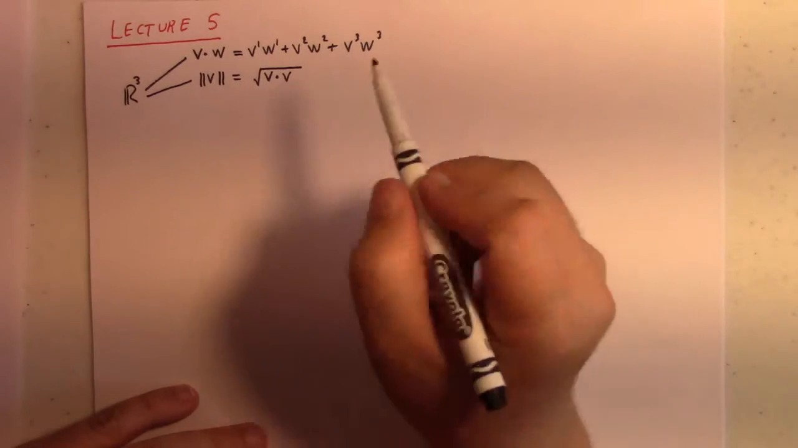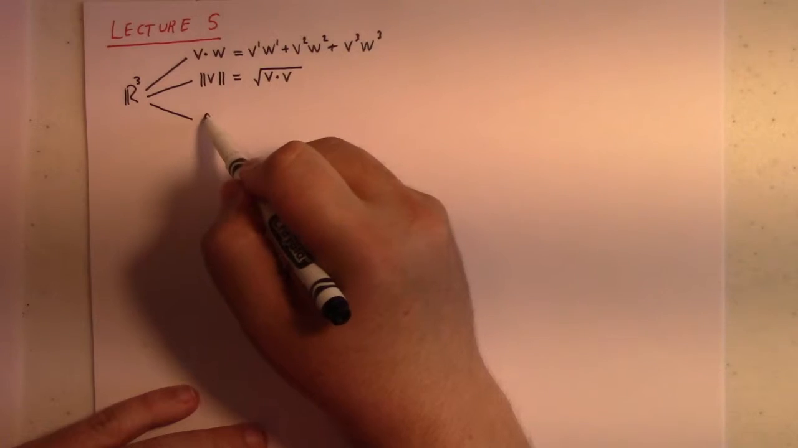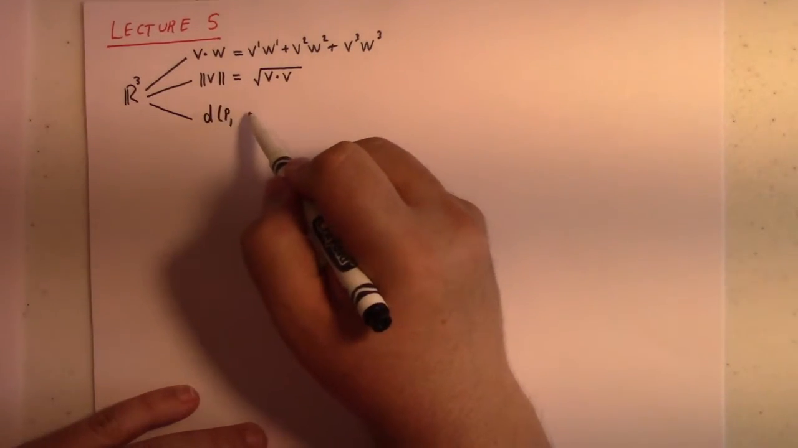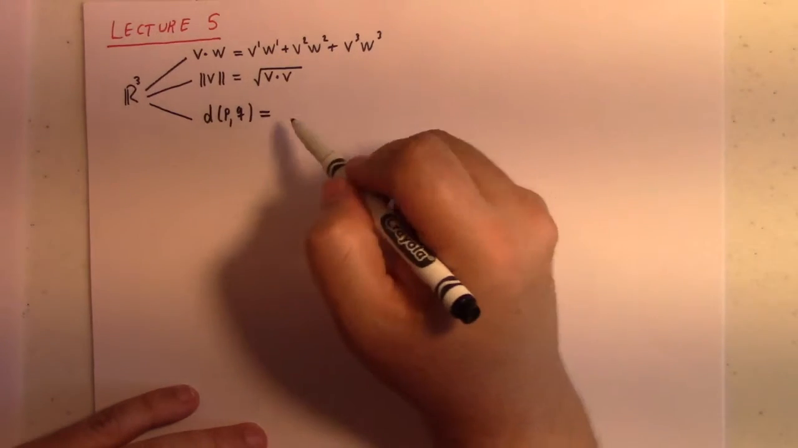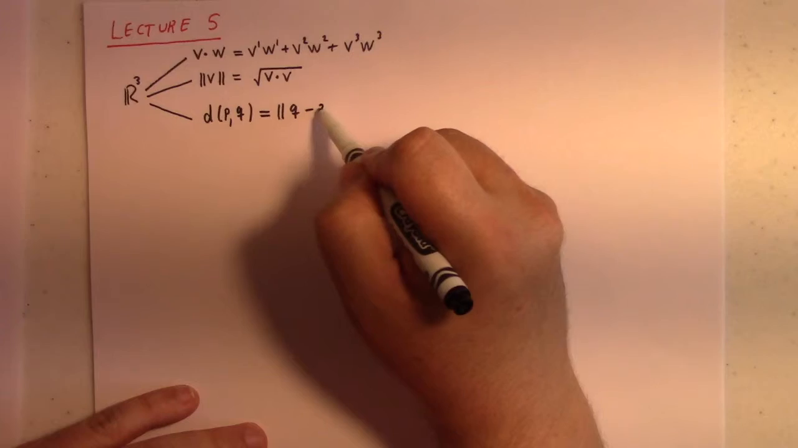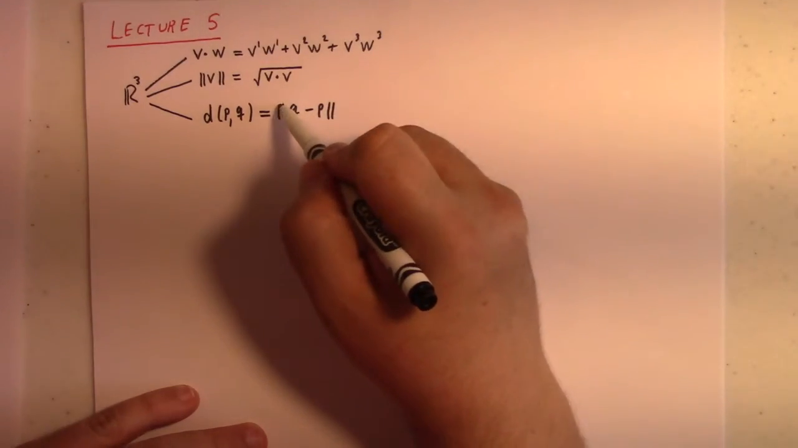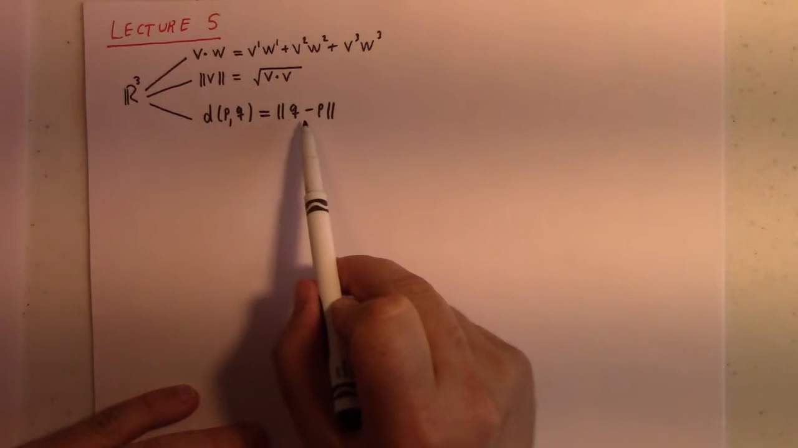And then, of course, I can also talk about the distance between 2 points. So if I have a point P and a point Q, the distance between P and Q is the norm of Q minus P. In other words, the distance between 2 points in R3 is simply the length of the displacement vector that goes from point P to point Q.